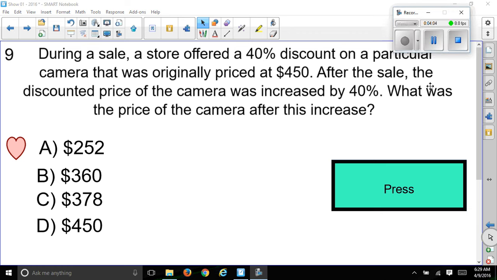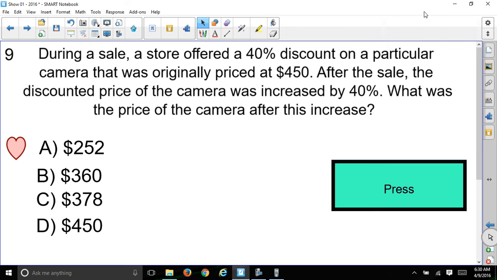Okay, here we got another question. This question reads, during a sale, a store offered a 40% discount on a particular camera that was originally priced at $450. Okay, let's underline some of that stuff. That was important. A 40% discount that was originally priced at $450.